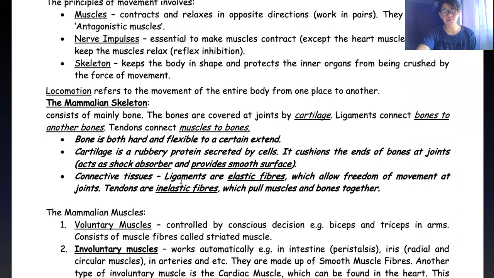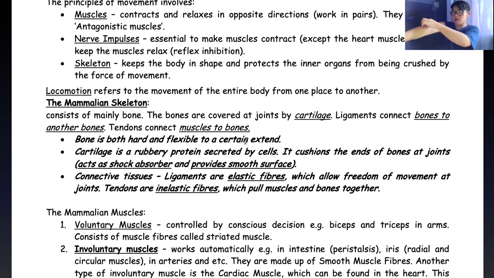So if you go back to your notes here, it says that the bones are covered at joints by cartilage, ligaments connect bones to other bones, and tendons connect muscles to bones. We've discussed this before. So for bones, for example, in this region you have your radius and your ulna, and you have your humerus. This is the place where they meet.